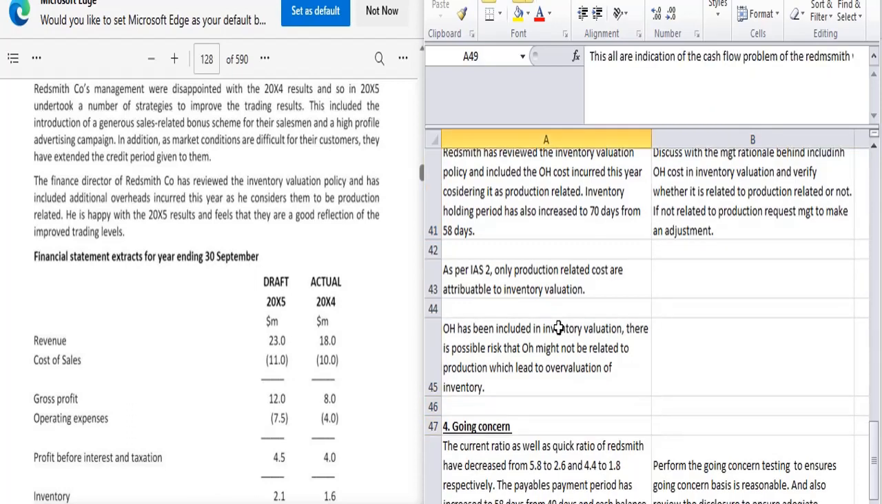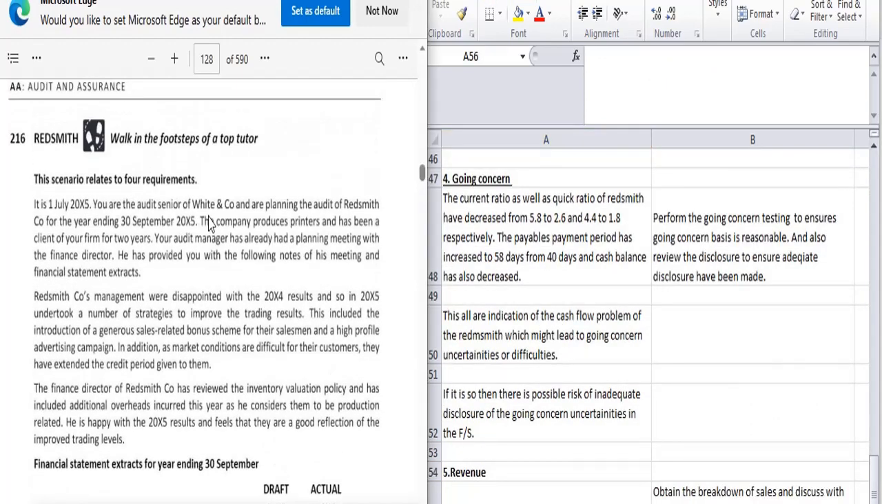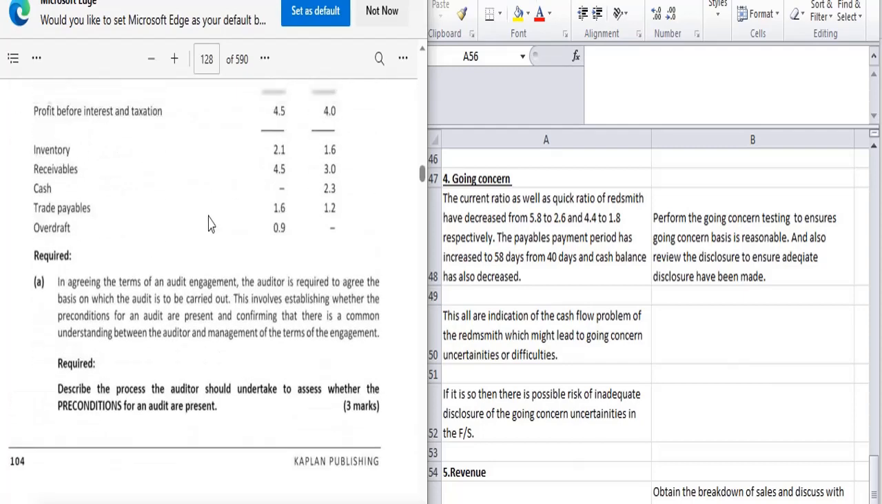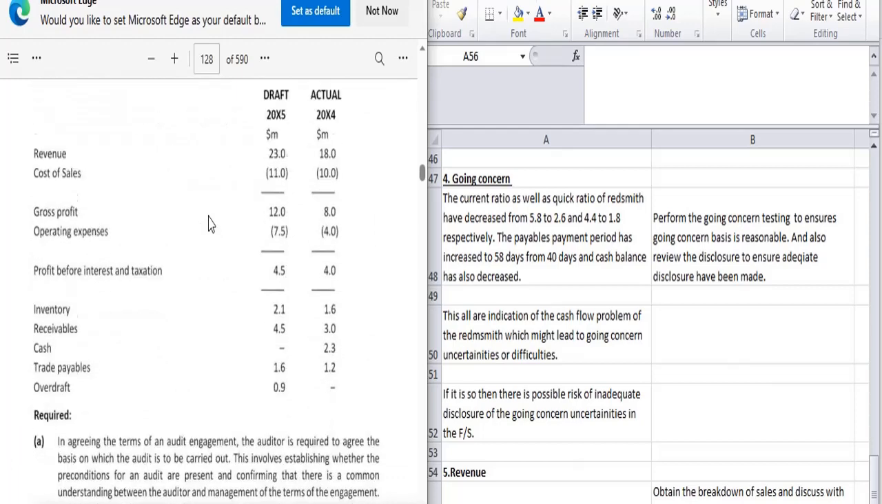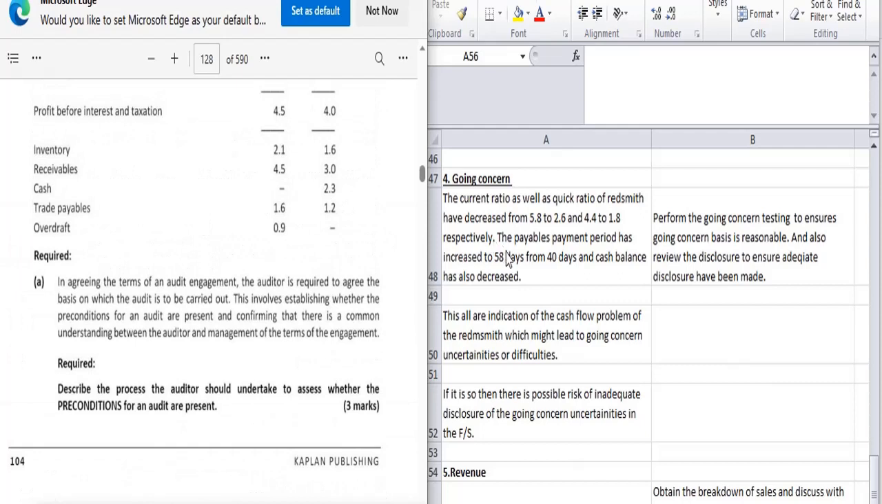Okay, so next, now the scenario paragraph has ended. There is no other paragraph from where we can write the audit risks. So now we have to use the ratios we have calculated in requirement C. The current ratio and quick ratio of Redsmith company have decreased. Then the payables payment period has increased. So these are all indications that the company is facing a cash problem, which may lead to going concern uncertainties or difficulties.